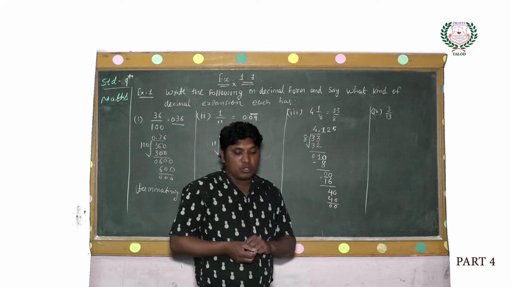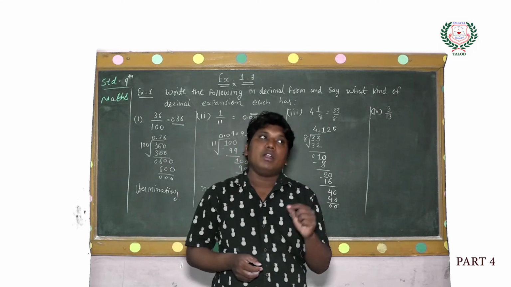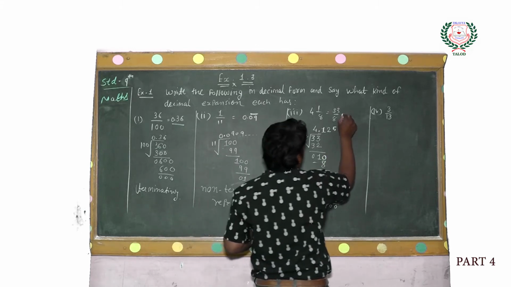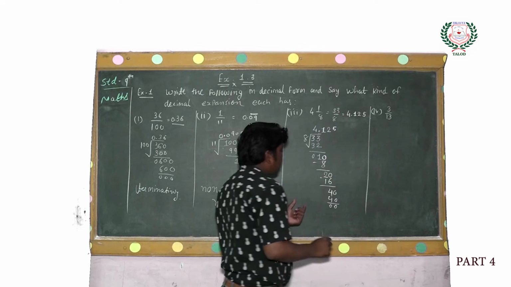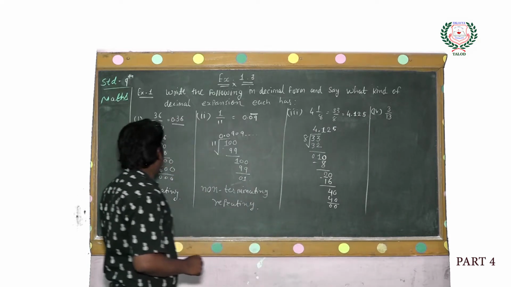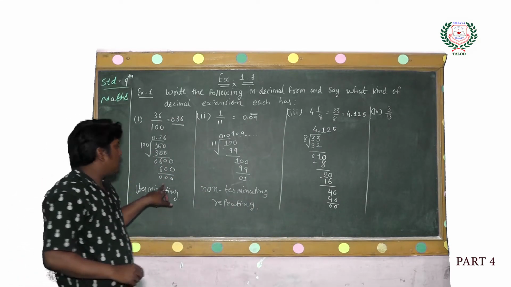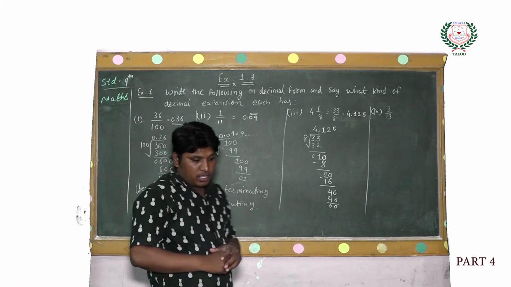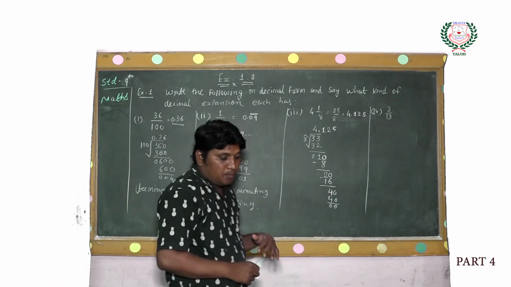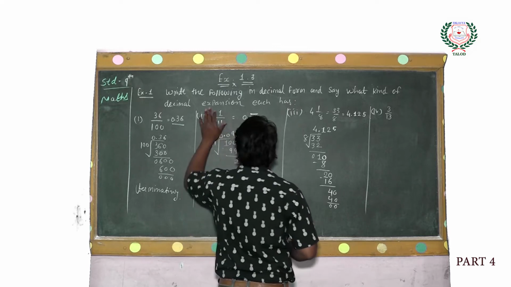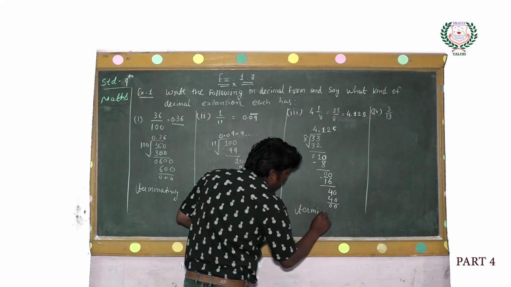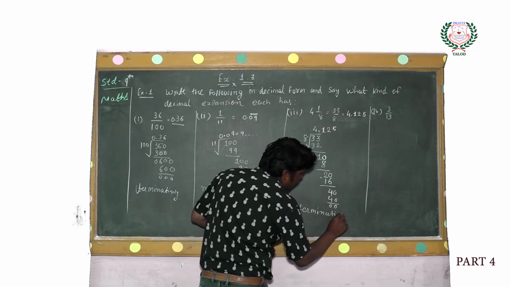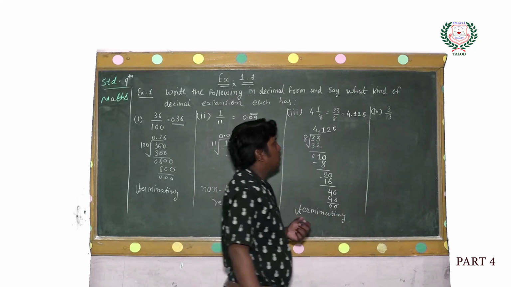And the answer here is 4.125. So as in the first sum, we get it like that. So it is terminating. So we can say in the third sum, what form of decimal expression is it? It is terminating. You know that. Now the fourth one.